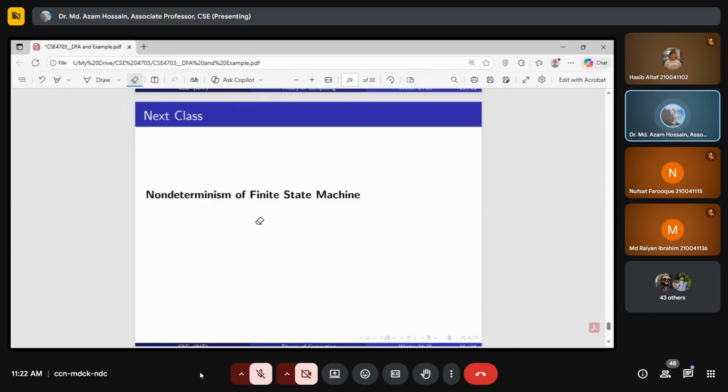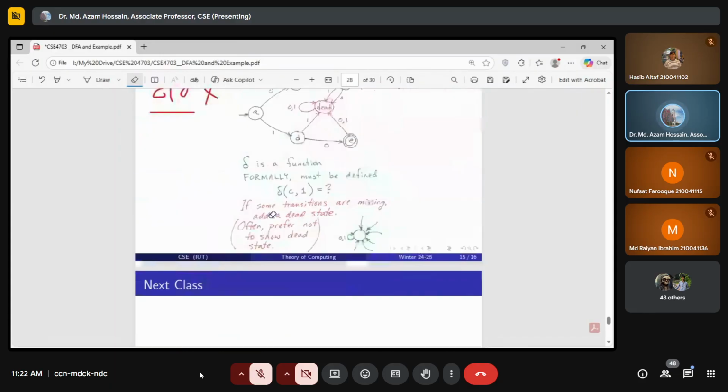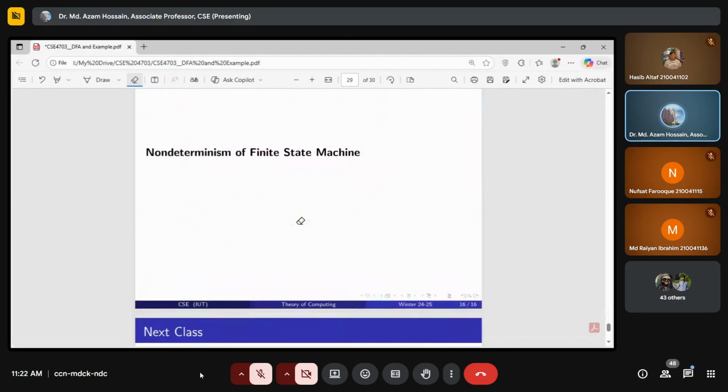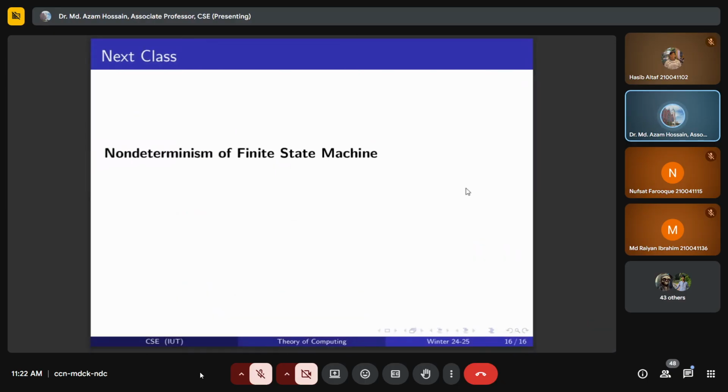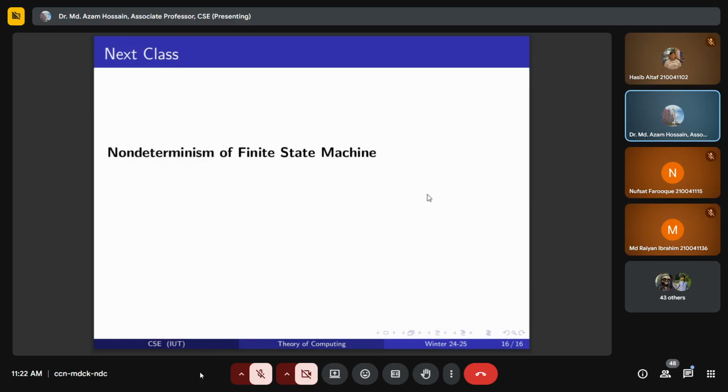All right. So next class we'll start non-determinism. This is deterministic, and next class we have non-determinism, which is a powerful tool. So try to attend the next class. This will be non-determinism of finite state machines. We'll start next class.